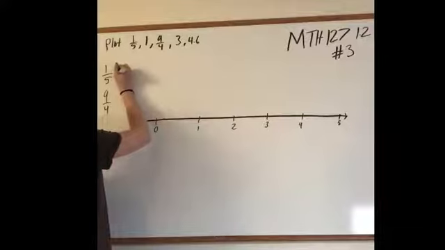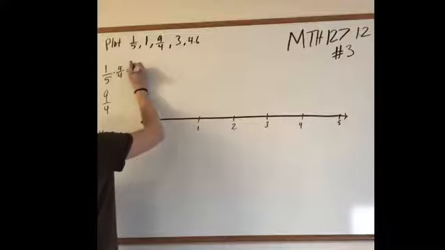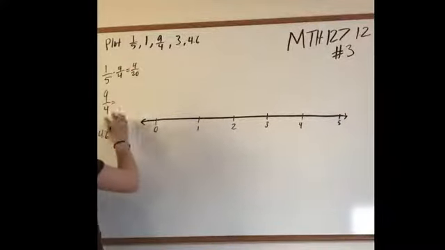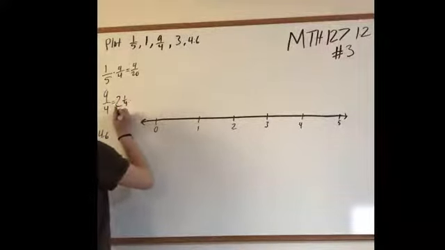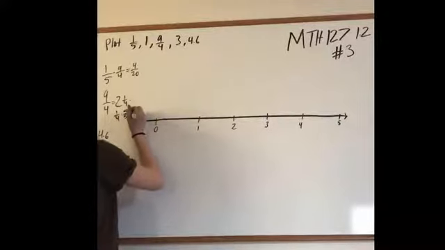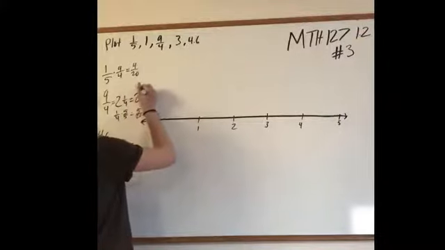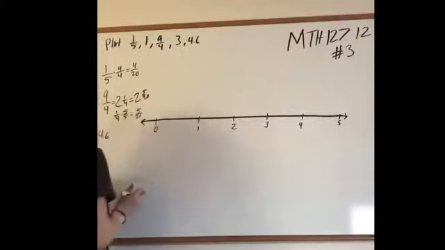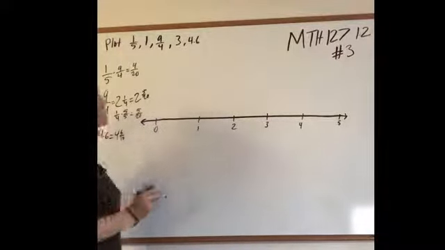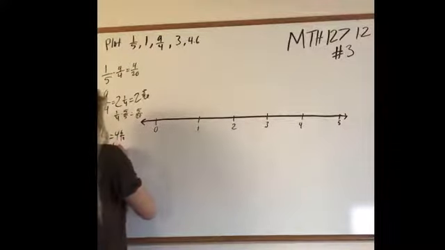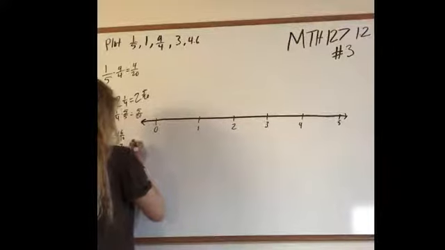So 1/5 would be 4 over 20, since we multiply by 4 over 4 to get a denominator of 20. 9/4, which is also equal to 2 and 1/4, would be 1/4 times 5 over 5, which equals 5 over 20, so 2 and 5/20. And 4.6 is equal to 4 and 6/10. So 6 over 10 times 2 over 2 would give us 12 over 20.